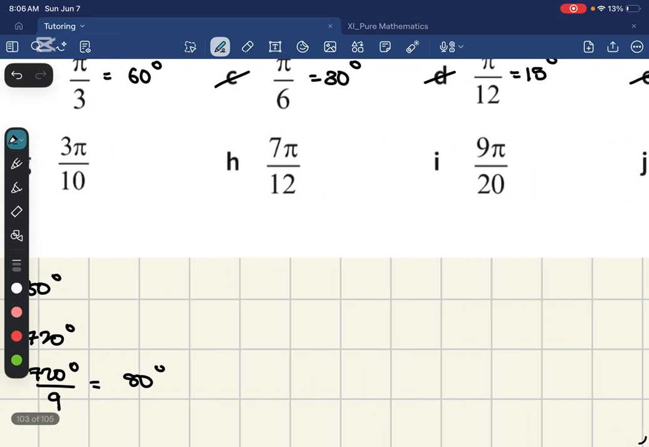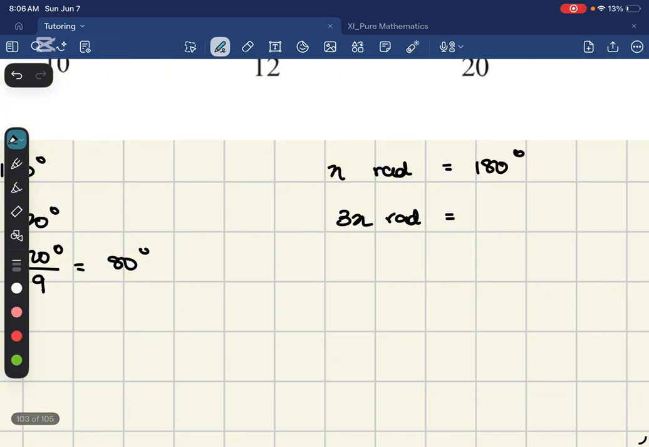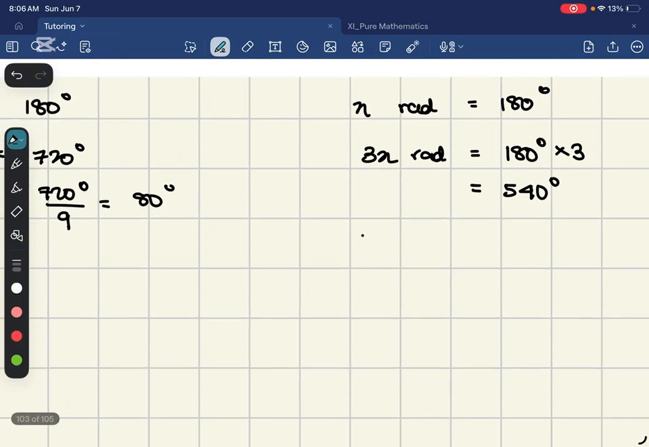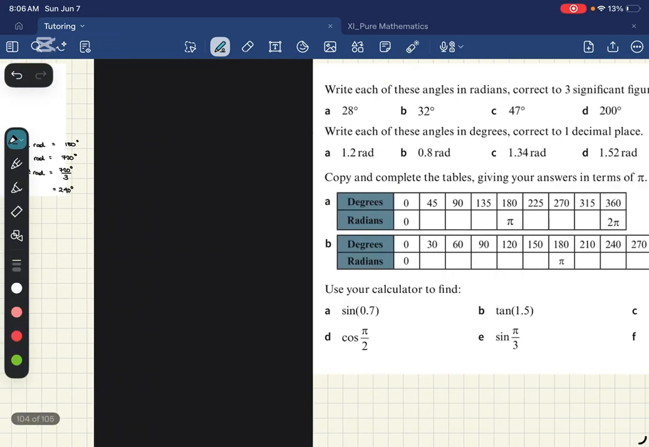And it's the same for G as well. So 3 pi over 10, right? So pi radians is 180 degrees. 3 pi radians is equal to, sorry about that, 3 pi radians is going to be 180 times 3. That is 540 degrees. And 3 pi over 10 radians, you just divide by 10 on both sides, you get 54 degrees. Alright, so I'm going to leave the rest to you so that you get more hands-on practice.